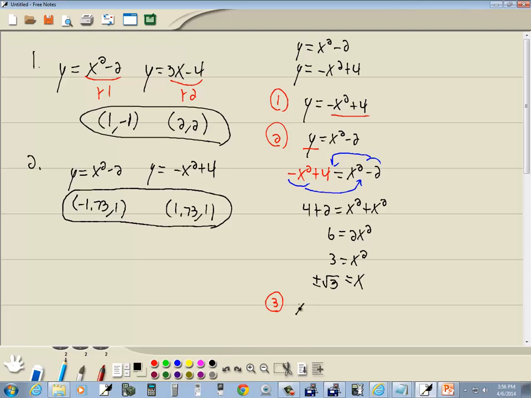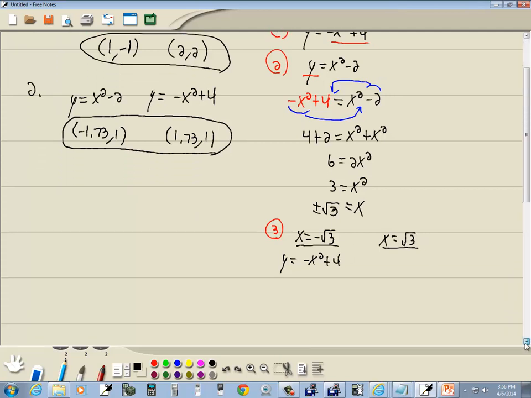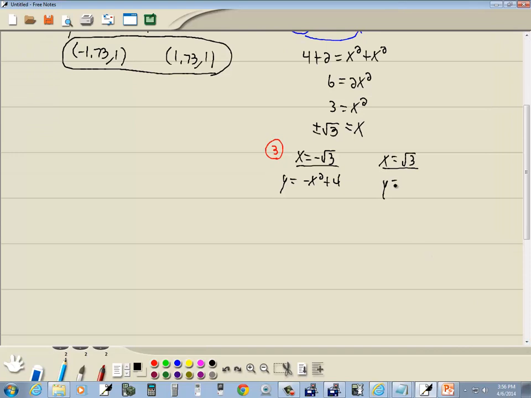Third step. We want to take the values we just found, and we want to plug them into the equation from step 1. So the equation from step 1 says y is equal to negative x squared plus 4. And we'll plug both of those in. So I'm going to have y is equal to negative square root of 3 squared plus 4, which the square root and the second power cancel, so that gives us negative 3 plus 4, which would give us 1. So this answer is negative square root of 3, comma 1.